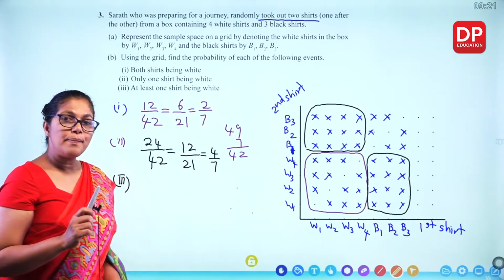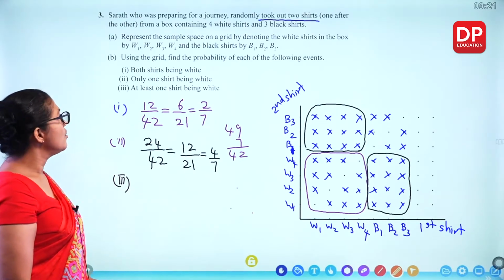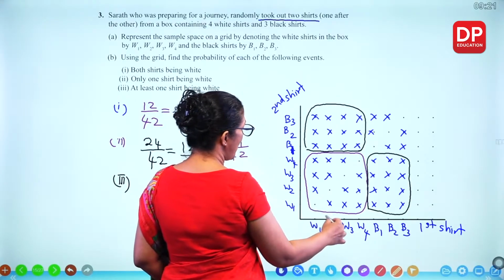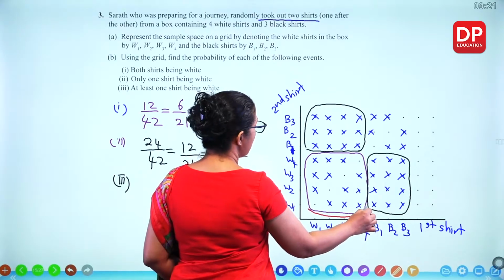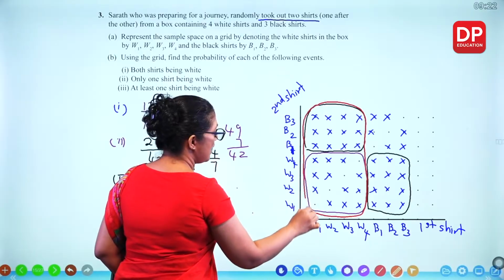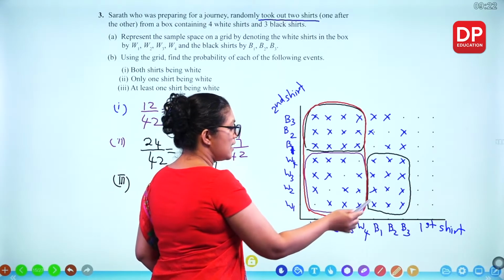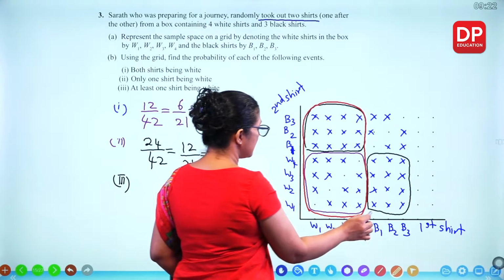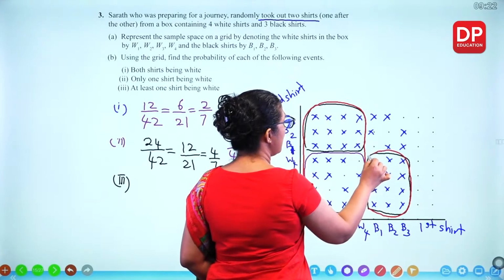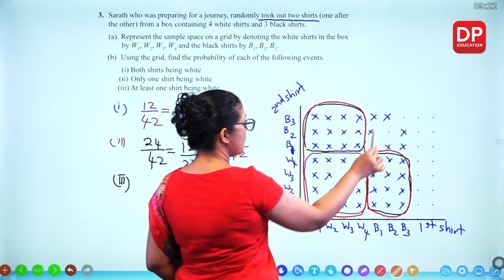At least one shirt being white means either one white or both white you can get. So one white or both white. So this whole thing you can get here, both white or one white. If this is B, black, you can get this one as well. Not these ones, black with black.